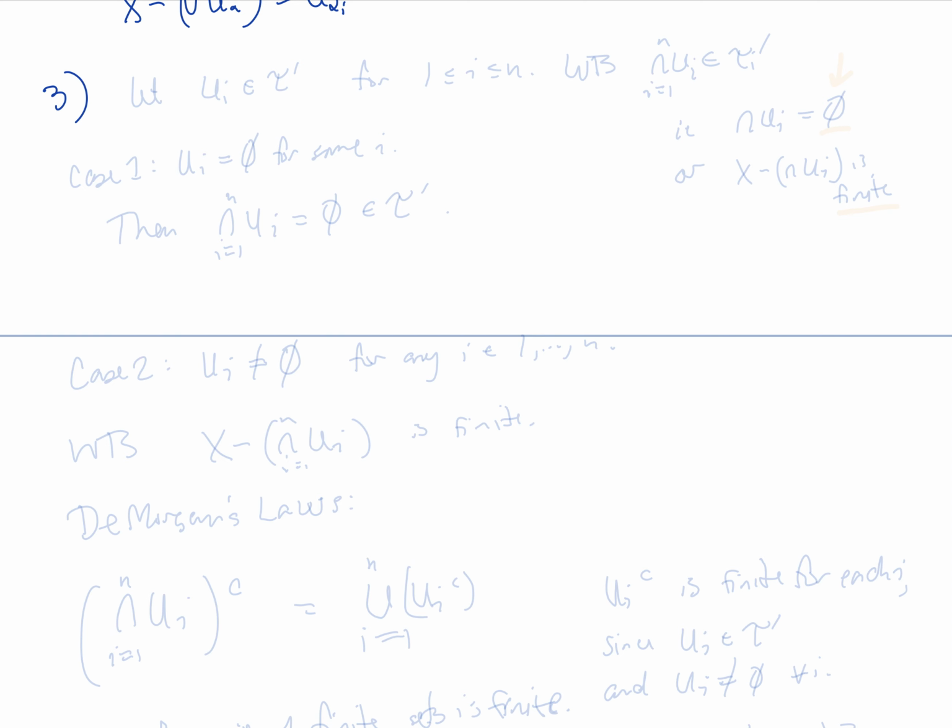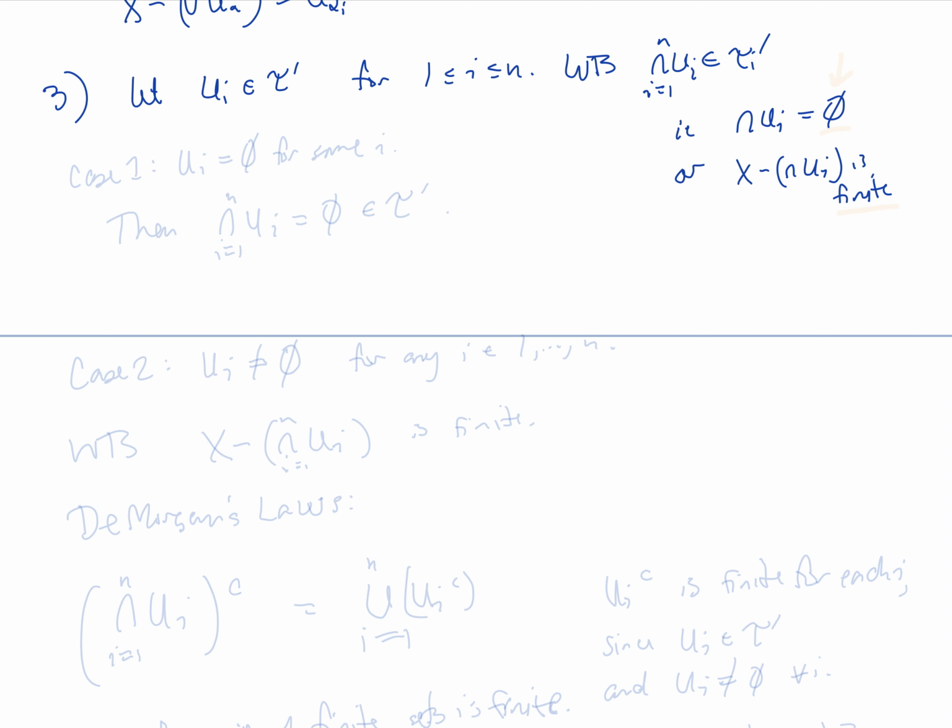So let's let U_i be elements of tau prime for 1 less than or equal to i less than or equal to n, and we want to show that the intersection of the U_i's, from i equals 1 to n, is an element of tau prime. That can either mean that the intersection of the U_i's is equal to the empty set, or X minus the intersection of the U_i's is finite. Those are the two ways that this set can be in tau prime.